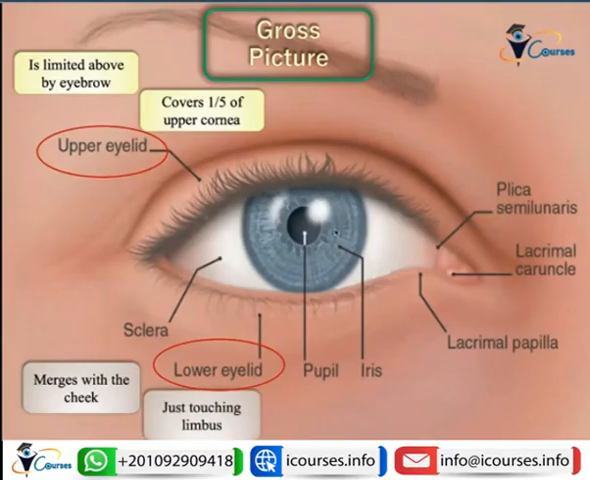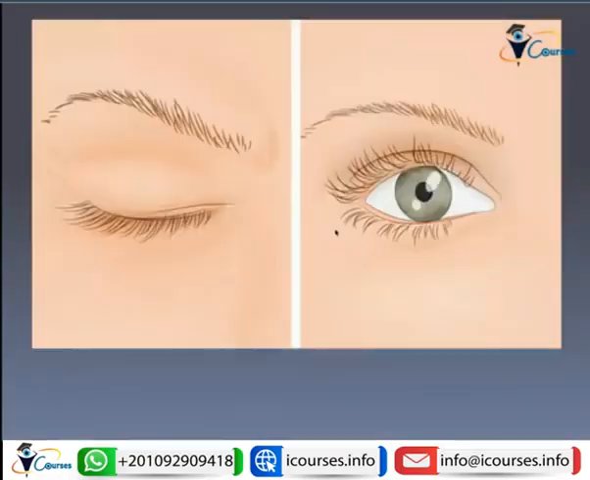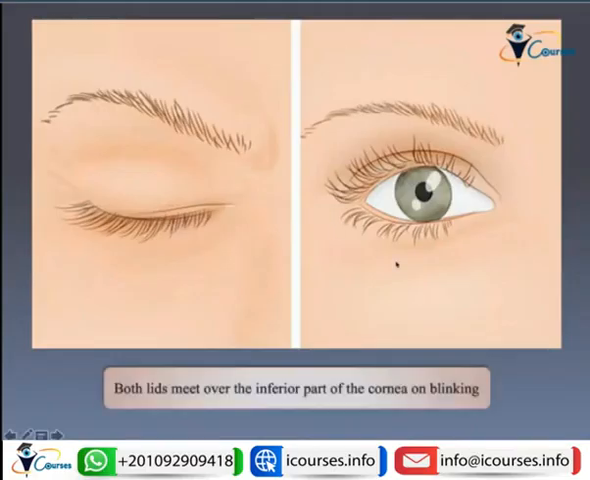While the lower lid is just resting on the limbus. So this is the normal anatomy of the lower eyelid, to be just resting on the limbus. If there is excessive scleral show below the inferior limbus, again, this will mean that we have lower lid retraction. When both eyes close, both eyelids will meet at the inferior part of the cornea during blinking, as you can see here.